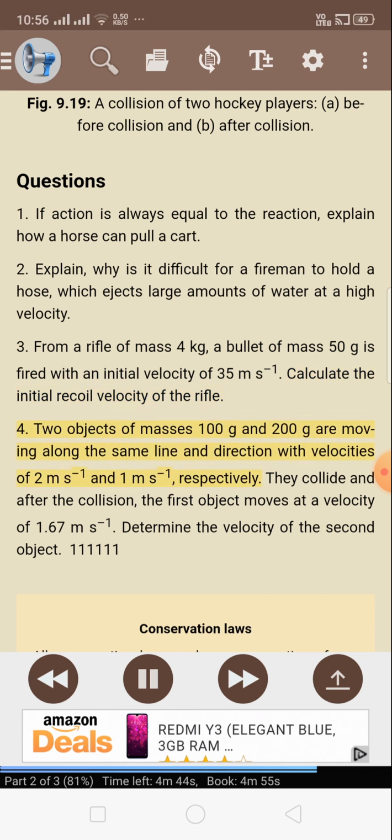4. Two objects of masses 100 grams and 200 grams are moving along the same line and direction with velocities of 2 m s⁻¹ and 1 m s⁻¹, respectively. They collide, and after the collision, the first object moves at a velocity of 1.67 m s⁻¹. Determine the velocity of the second object.